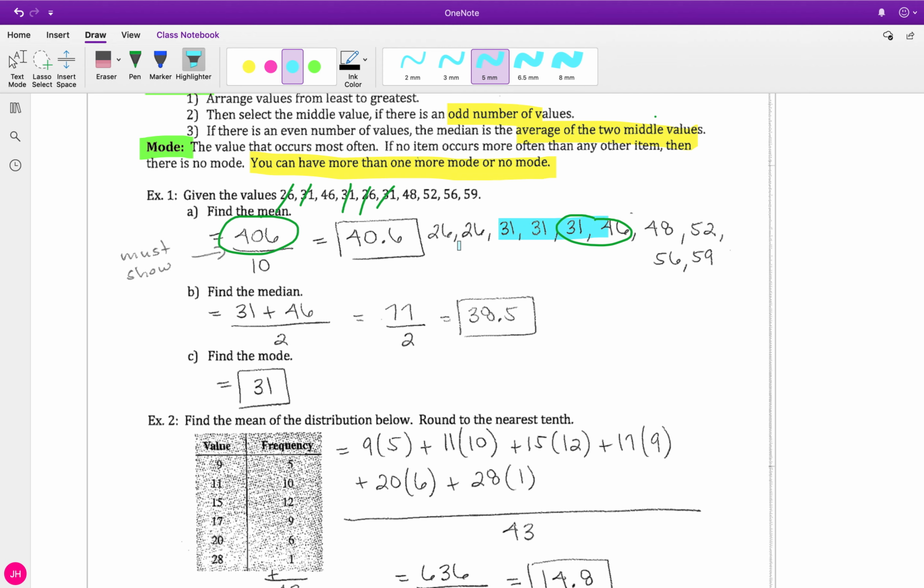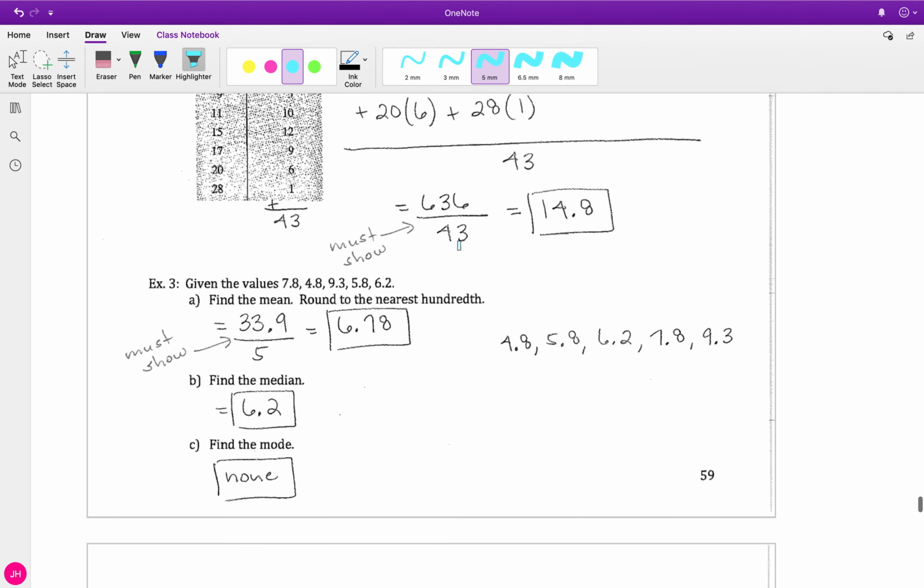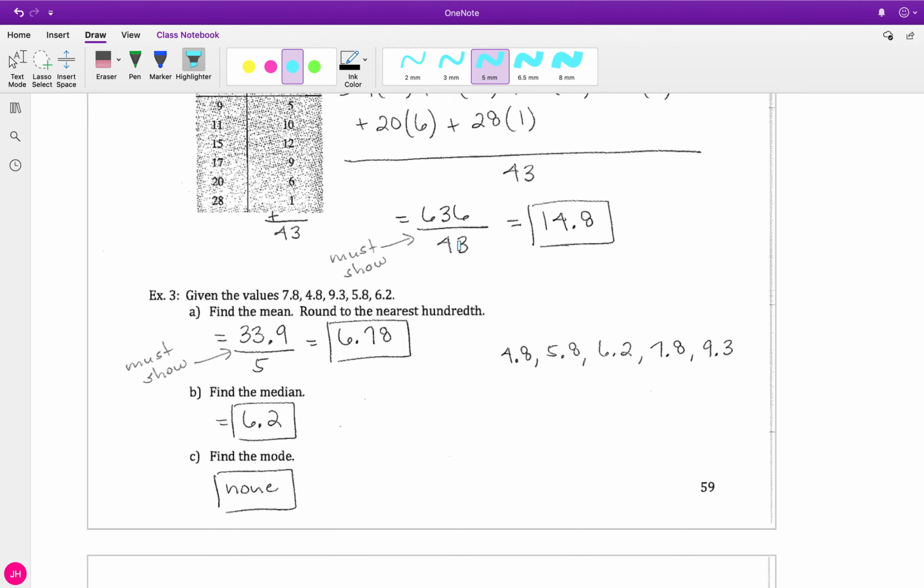So there are more 31s, so that's why the mode is 31. So I'm actually going to skip down here. I want you to pause the video. Don't look at the screen, but pause the video and see if you can do example 3 down here real quick, and then I'll go over it.